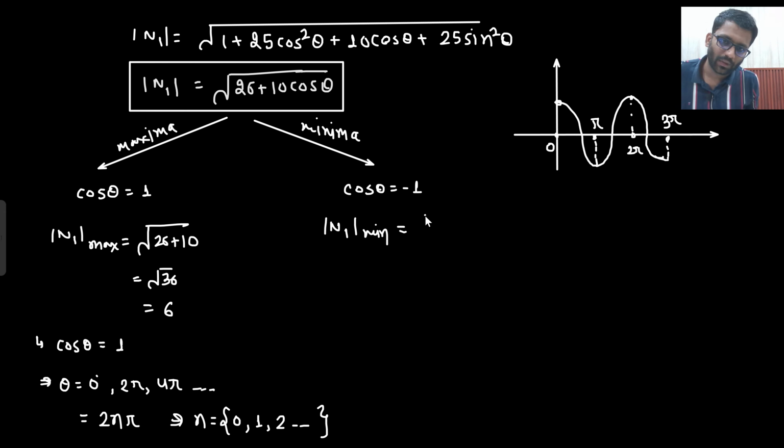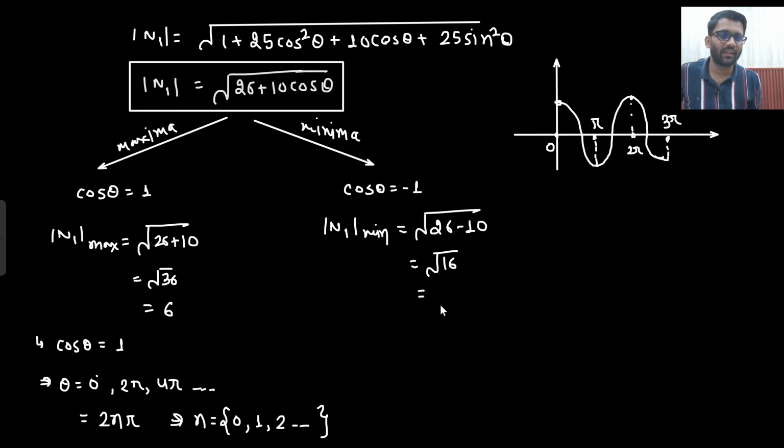So minima, if I need to calculate, what would that be? 26 minus 10, it would be under root 16, so it can give me plus or minus 4. Which value will I pick? Minus 4. Why is that so? Because I need the minimum value. So what is the minimum value I am getting? Minus 4. Okay, this was the maximum value you were getting.